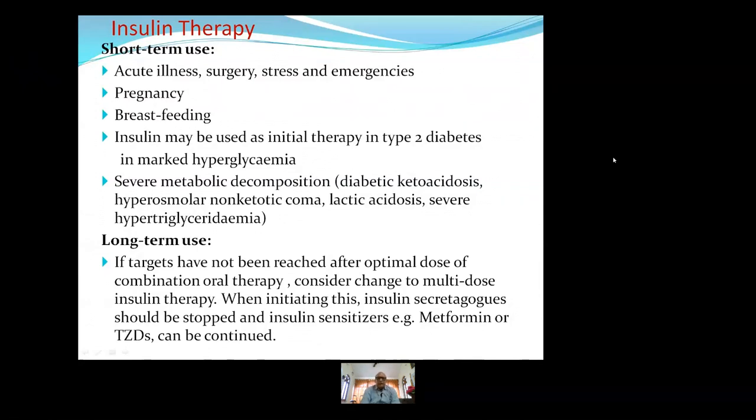If targets have not been reached after optimal dose of combination oral therapy, consider change to multi-dose insulin therapy. When initiating insulin, secretagogues should be stopped. What are secretagogues? Drugs which increase secretion of insulin. So, insulin secretagogues should be stopped, and insulin sensitizers like metformin or thiazolidinedione can be continued.